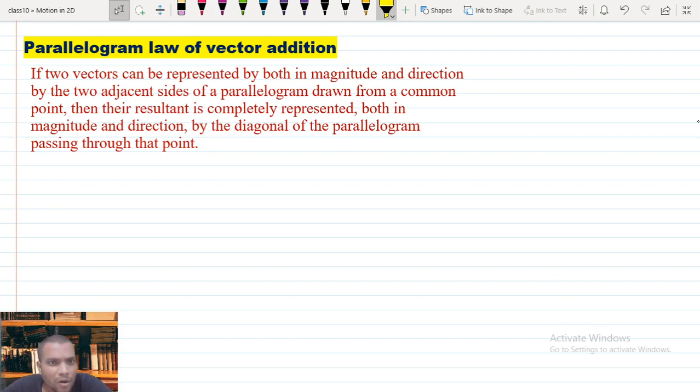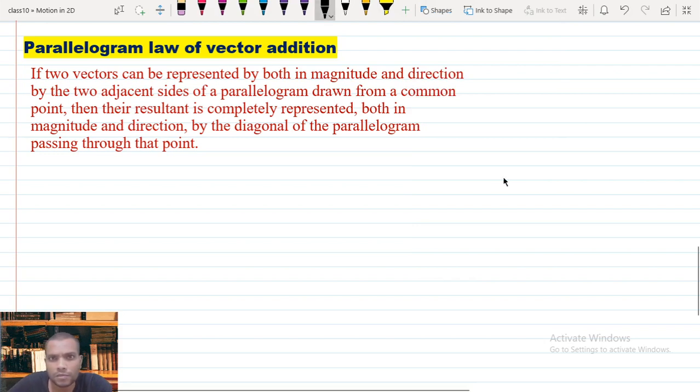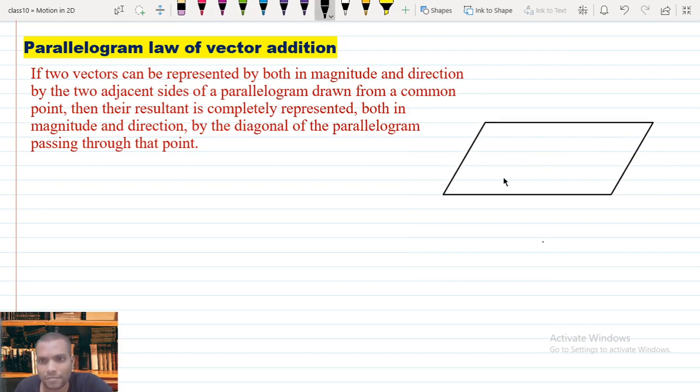So let's define the parallelogram law of vector addition. According to this definition, if two vectors can be represented both in magnitude and direction by the two adjacent sides of a parallelogram drawn from a common point. Suppose this is a parallelogram. We know that in a parallelogram opposite sides are equal. If I name it OPQS, let me take this Q and this S. So OPQS is a parallelogram, OP is vector A bar and OQ is vector B bar.